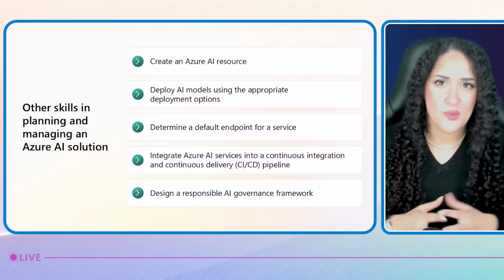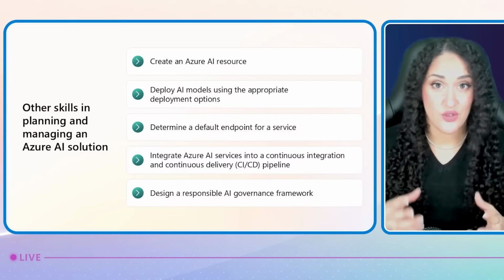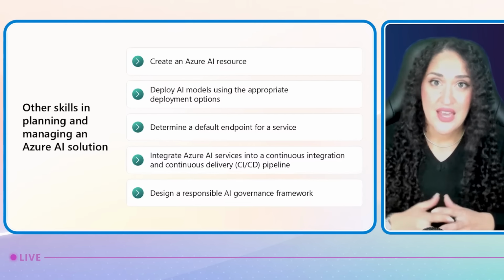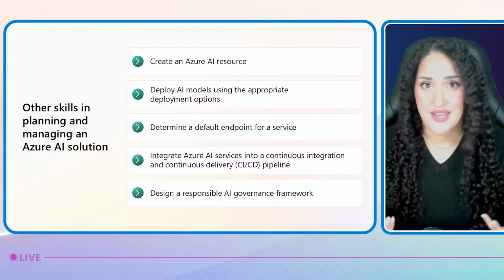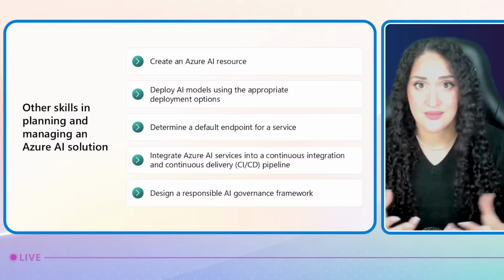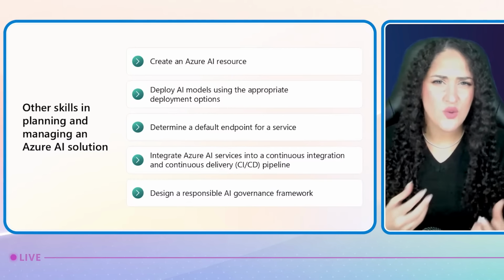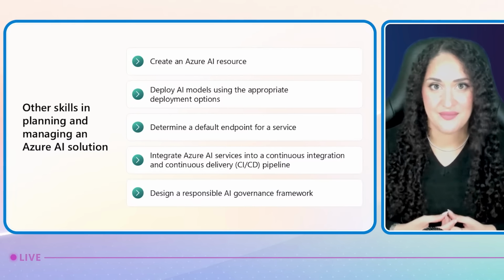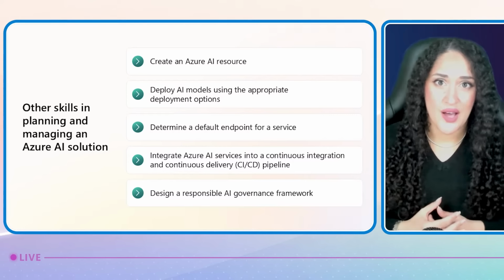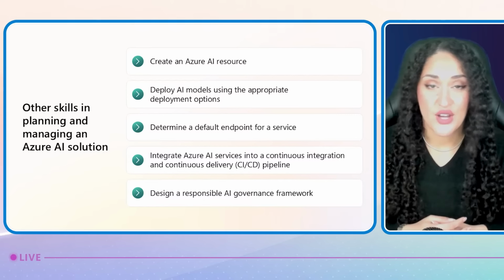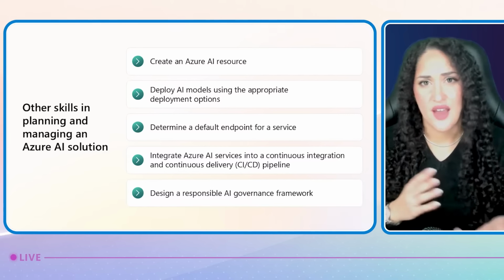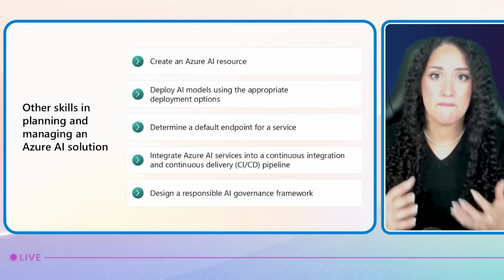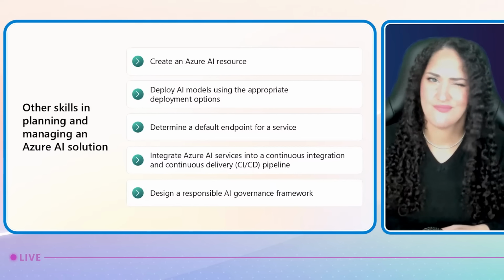And before we wrap Domain 1, here are a few more skills to have in your back pocket. It's useful to know how to create AI resources, how to deploy models, how to set up endpoints, and how to write up a CI/CD pipeline. And it's important to know how to design a responsible AI governance framework. This might not be your main focus, but might show up as a supporting question, so don't overlook them.